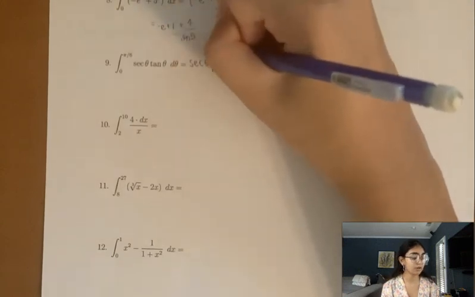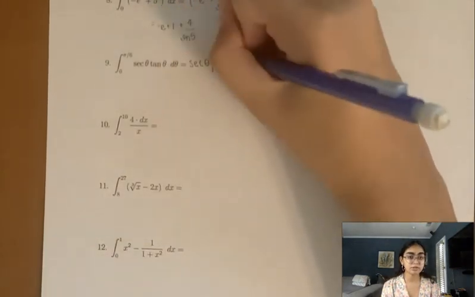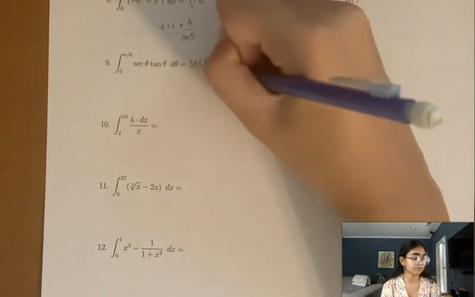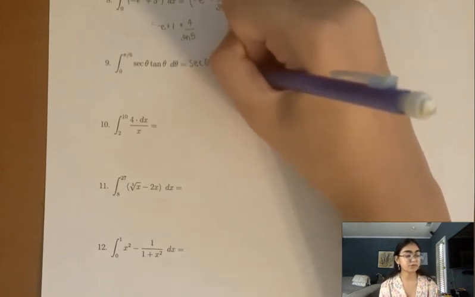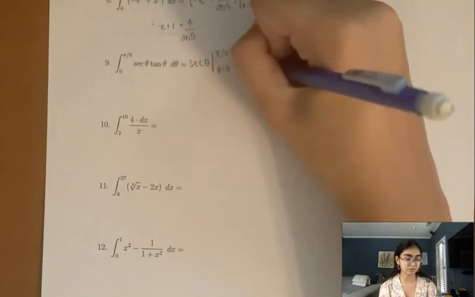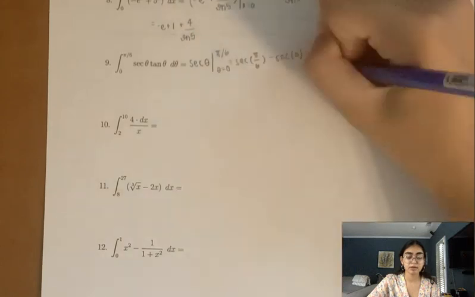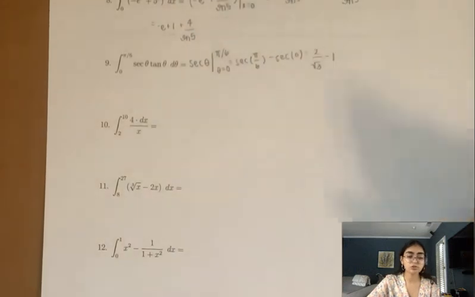And then we're going to plug in pi over 6 and 0, which will give us secant pi over 6 minus secant 0. And that's going to be equal to 2 over square root of 3 minus 1.